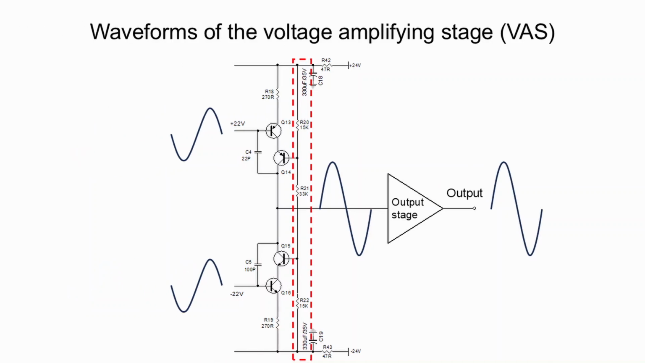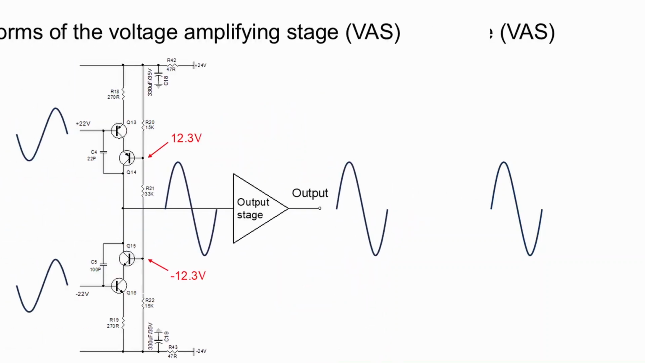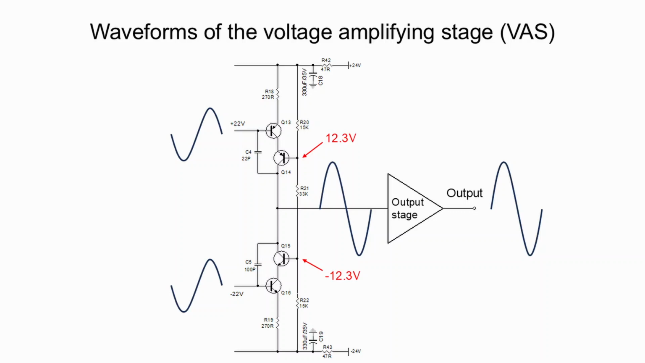On the other hand, there is a resistor network formed by resistors R20, R21, and R22. The purpose of this resistor network is setting up a desired DC potential at the bases of transistors Q14 and Q15. In this schematic, the DC potentials are 12.3 volts and negative 12.3 volts as shown.